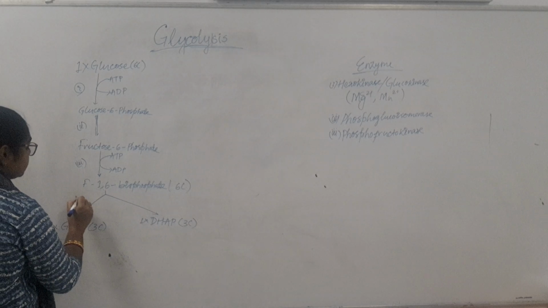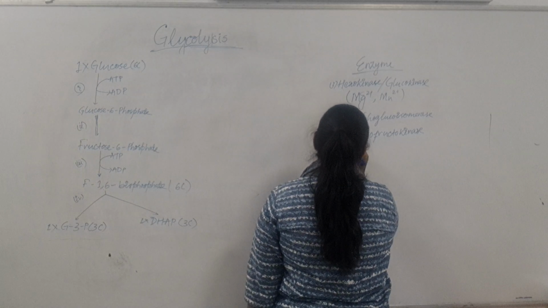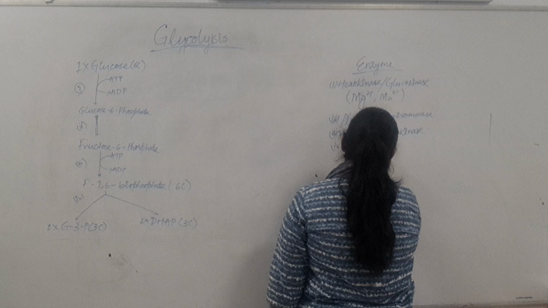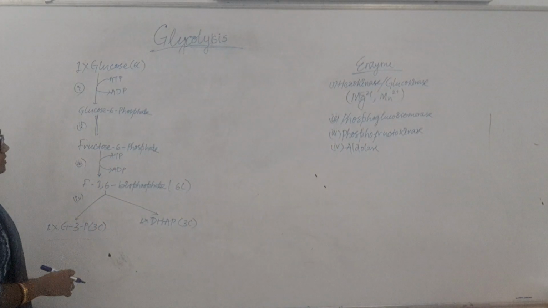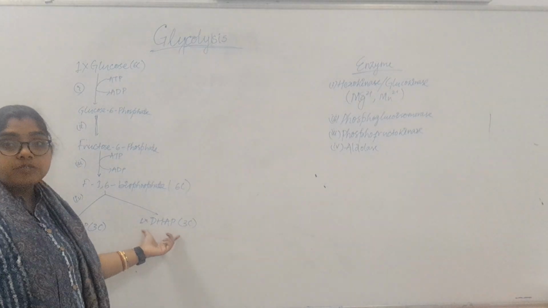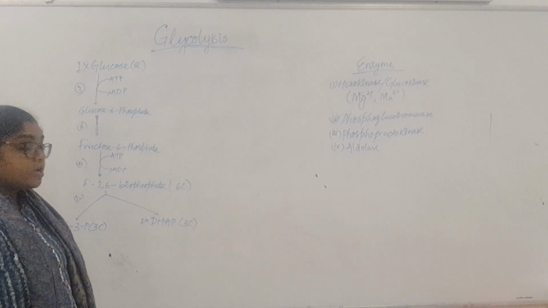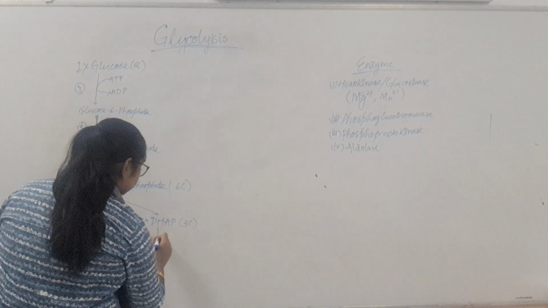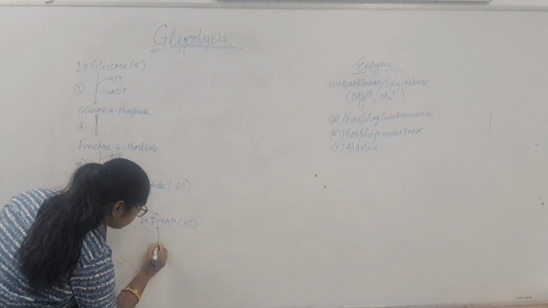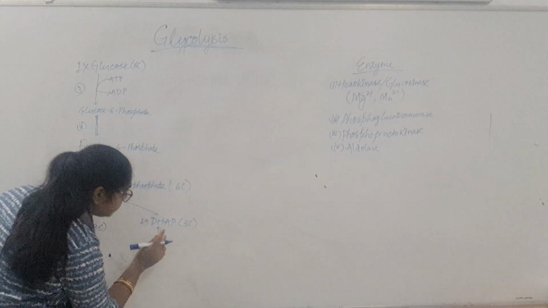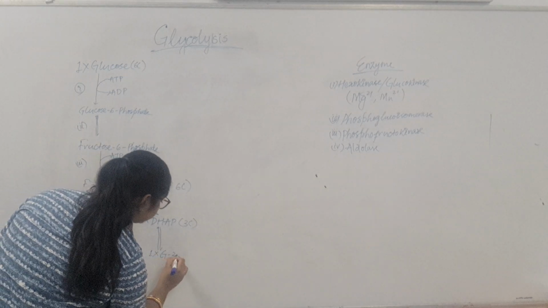And the enzyme responsible here is aldolase. The enzyme responsible for the splitting is aldolase. Now the thing is, this dihydroxyacetone phosphate is an isomer of glyceraldehyde 3-phosphate. So there is an enzyme which converts this dihydroxyacetone phosphate to its isomer glyceraldehyde 3-phosphate.